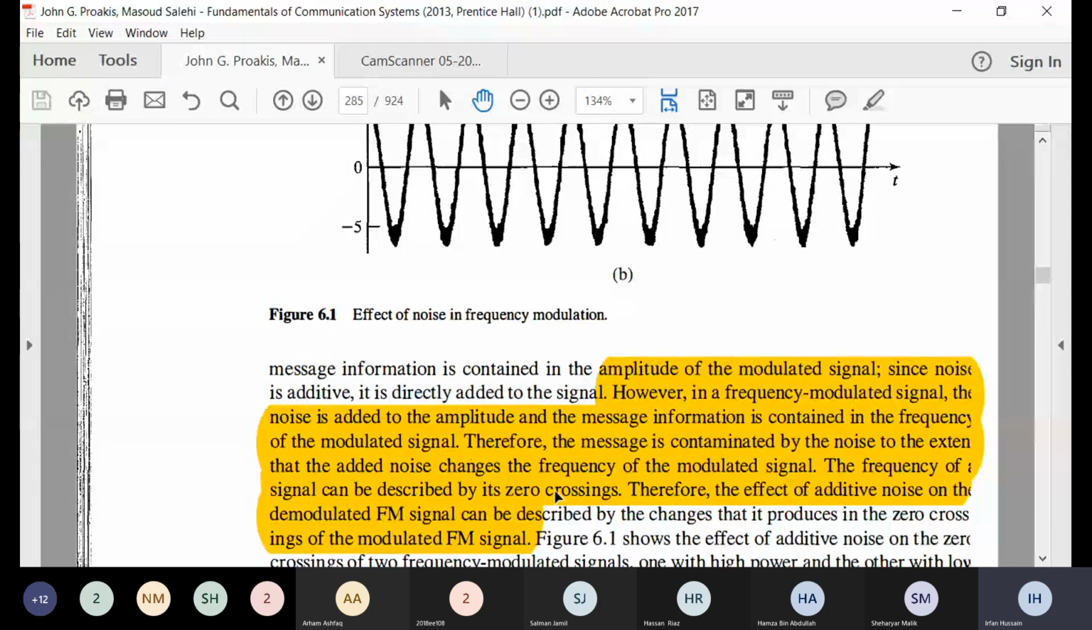And the frequency can be described by zero crossings, how many times it crosses zero. So the effect of additive noise on the demodulated FM signal can be described by the changes that it produces in the zero crossings of the FM signal. The FM signal's zero crossings will change, and that is changing because the message signal is added upon by noise, but that additive noise plus message is present in the phase of the signal. It will actually change the phase or the frequency of the modulated signal.